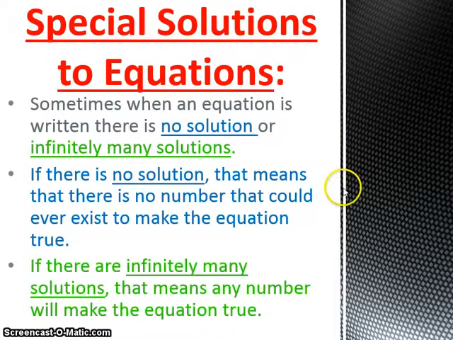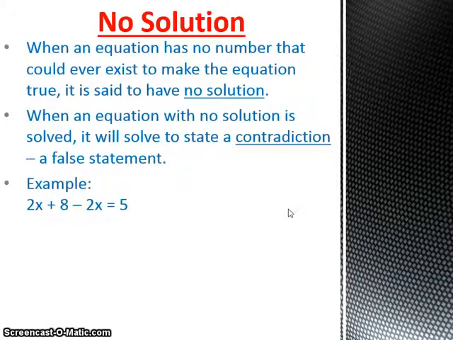Now, let's talk about special solutions to equations. Sometimes when an equation is written, there is no solution, or there can be infinitely many solutions. If there is no solution, that means there is no number that could ever exist to make the equation true. If there are infinitely many solutions, that means that any number will make the equation true. So let's focus now on no solution.